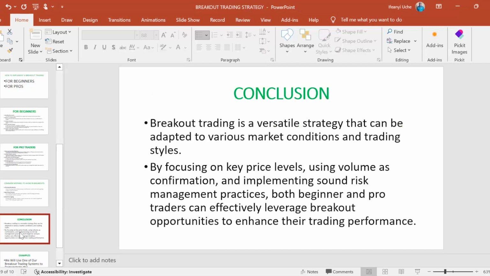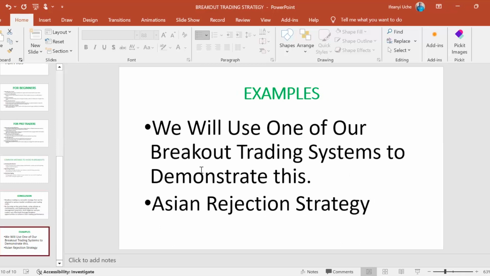So in conclusion, breakout trading is a versatile strategy that can be adapted to various market conditions and trading styles. Now, by focusing on key levels, using volume as confirmation, and implementing sound risk management practices, both beginners and pros can effectively leverage breakout opportunities to enhance their trading performance. So now we're going to be looking at some examples. We'll be using one of our breakout trading systems to demonstrate this, and it's called the Asian rejection strategy. I'm going to quickly go into this to see.